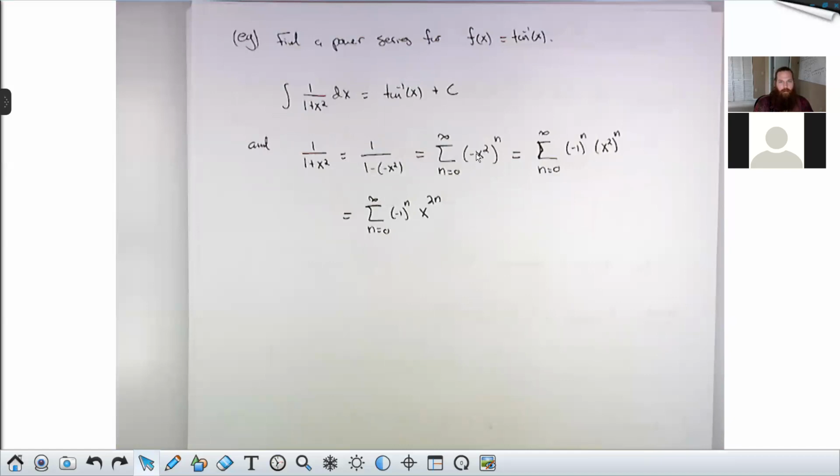Negative x squared is negative 1 times x squared. So if I raise all of that to the n, that's negative 1 to the n times x squared to the n. And then x squared to the n is x to the 2 times n. That's one of your rules for exponents, like a to the b, all to the c is a to the b times c. Now this I can integrate.